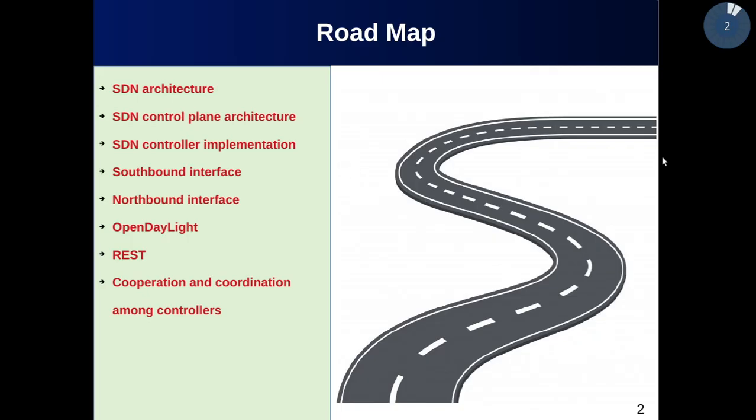The roadmap for this presentation is that we are going to study the SDN control plane. But before that, we have to review the SDN architecture. After that, we will see how SDN controller is implemented and different types of interfaces like the south and north and also the east and west. After that, we will study OpenDayLight and REST API. And finally, we will see how the cooperation and coordination among different controllers is achieved.